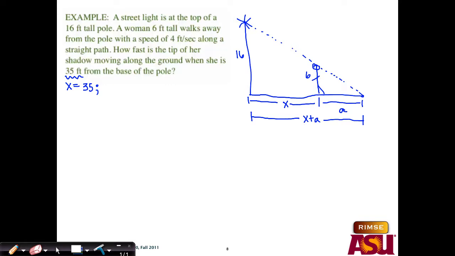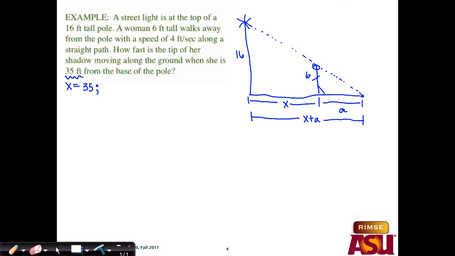Because thinking about how fast the tip of the shadow is moving along the ground, I want to have an expression for that. The shadow's moving out this way, but it's not just moving out in front of her. It's the whole length along the sidewalk. So I really want to know how fast the tip of her shadow is moving along the ground, so how long this whole x plus a is changing. Like, oh, I need to know a derivative of x plus a with respect to t. That sounds kind of weird.